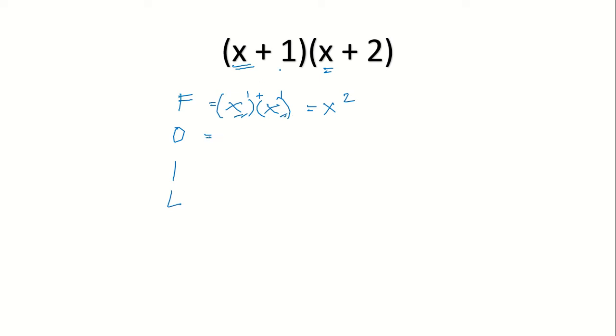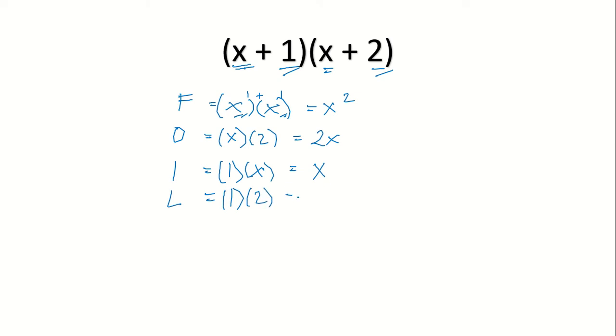Then for the outer terms, we have here x and 2. So let's write it here, x and 2. Then multiply them, x times 2 is equal to 2x. For the inner terms, we have here 1 and x. So let's multiply them. 1 times x is simply x. Then for the last terms, we have here 1 and 2. Then multiply 1 by 2. Then the product is 2.